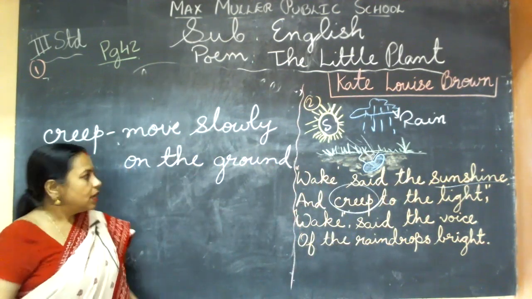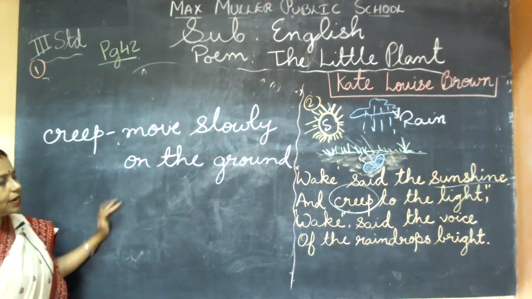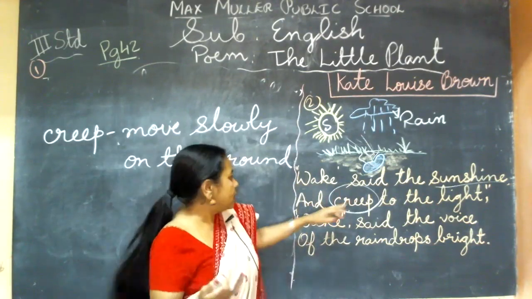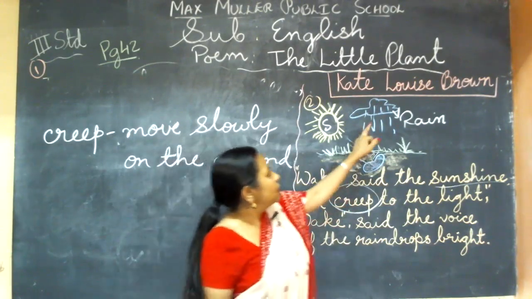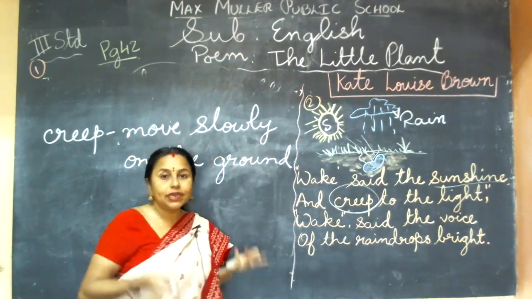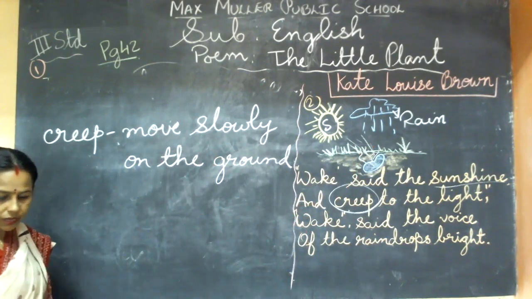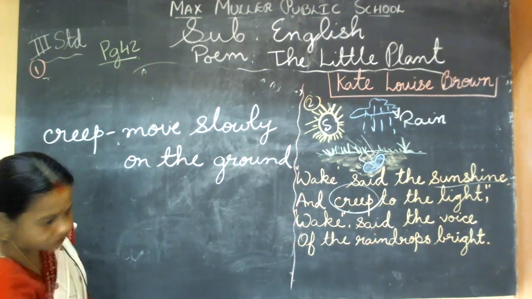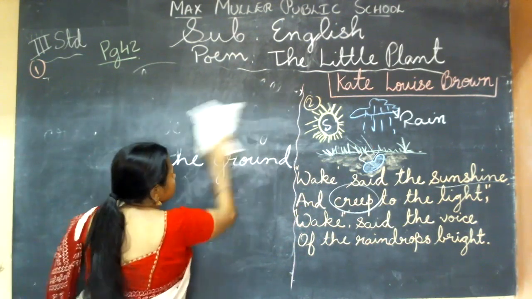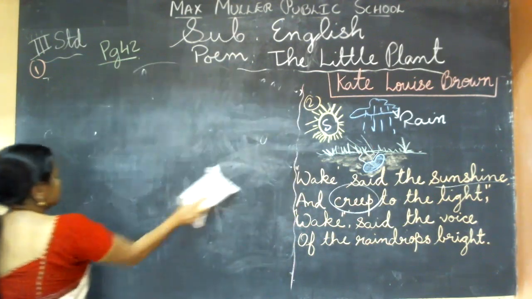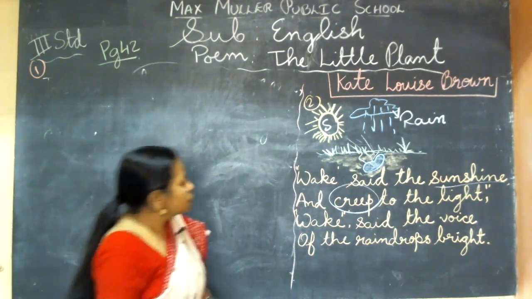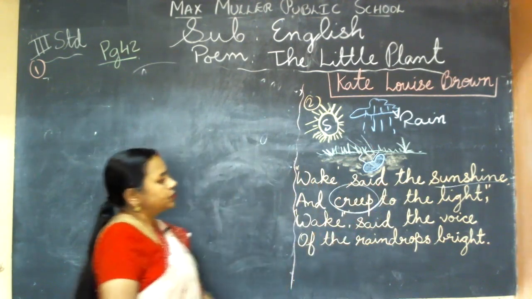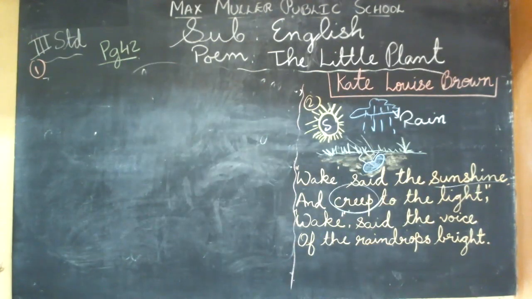So, understood now? It was sleeping inside the seed, and the seed was inside the soil. Now, the sunlight is coming, calling the baby plant, wake up, wake up. Rain is also coming. It is calling, wake up, wake up. Okay? So, this much understood. Now, third paragraph. So here this one you read: wake, said the sunshine, and creep to the light, wake, said the voice of the raindrops, bright. Read up to here.